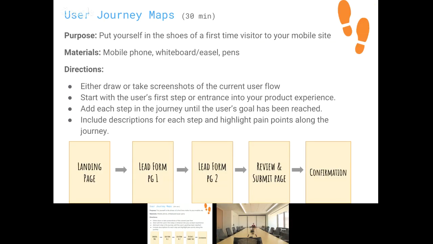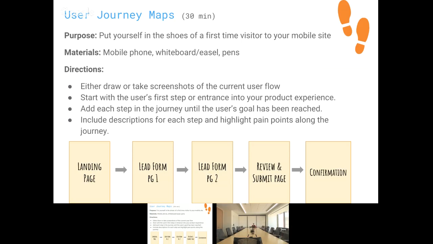Hopefully in the first section of the day and understand, you have identified your problem statement and gone through lightning talks to identify any of the opportunities that you want to work into your prototype. During the user journey maps, the goal is to take a step back and put yourself in the shoes of someone visiting your site for the first time. What you'll need to do the user journey maps is either your phone to take screenshots on, or a whiteboard and easel with pens to draw out just a sketch version of what the current user flow looks like.